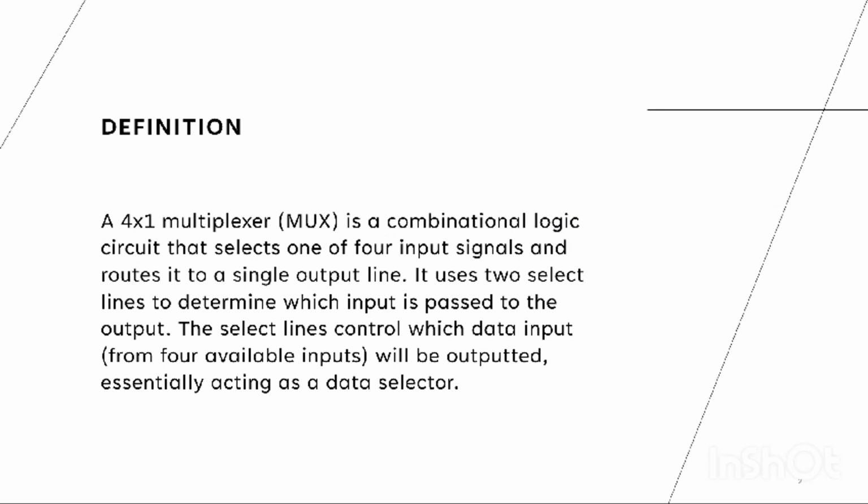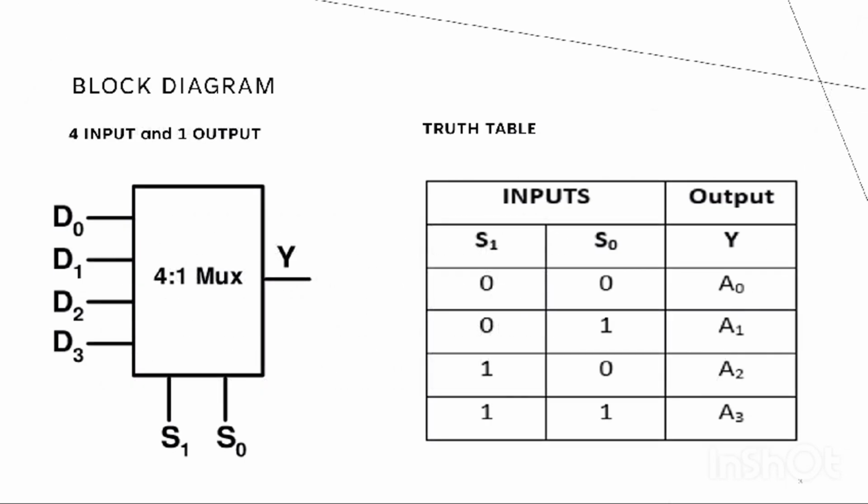A 4x1 multiplexer is a combinational logic circuit that selects one of four input signals and routes it to a single output line. It uses two select lines to determine which input is passed to the output. The select lines control which data input will be outputted, essentially acting as a data selector. Now let's look at the block diagram of the 4x1 multiplexer with 4 inputs, 2 select lines and 1 output.